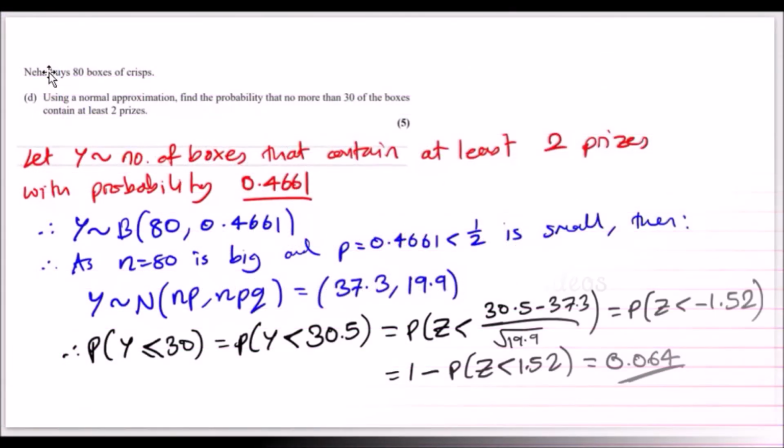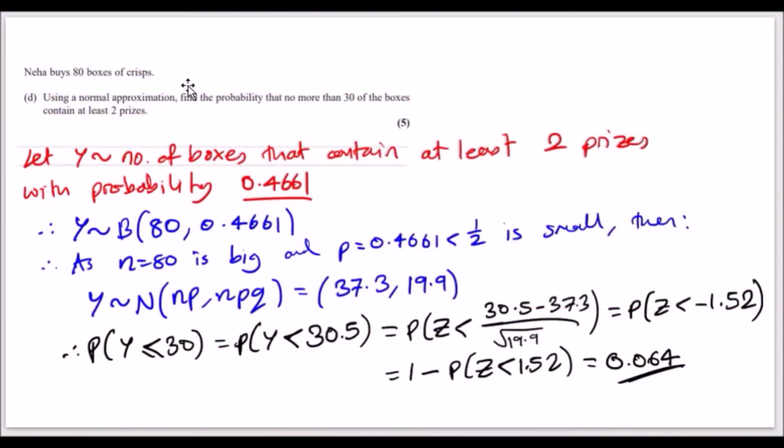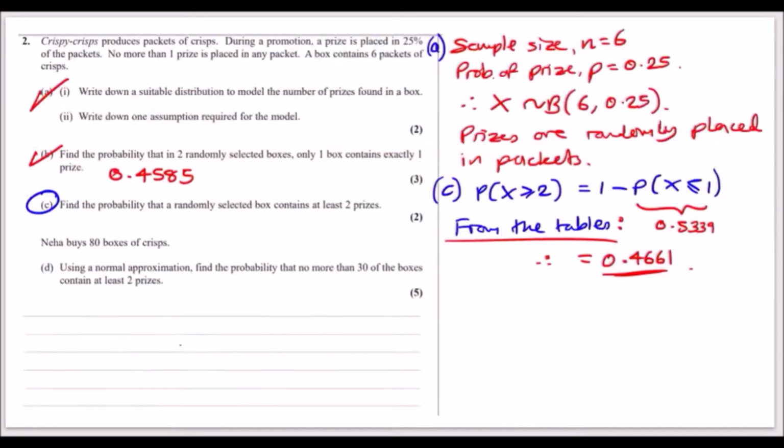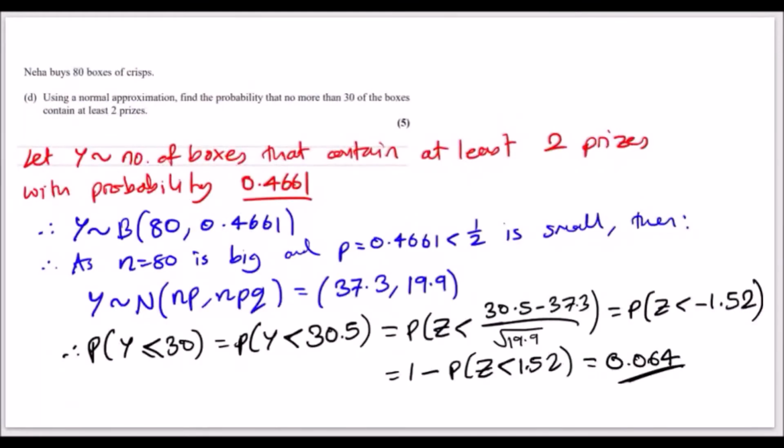So part D: Niha buys 80 boxes of crisps. Okay, so now we're talking about boxes, guys. The previous question dealt with the probability of the number of packets of crisps. Now we're dealing with the number of boxes. So try not to multiply this by 80. I did that the first time.